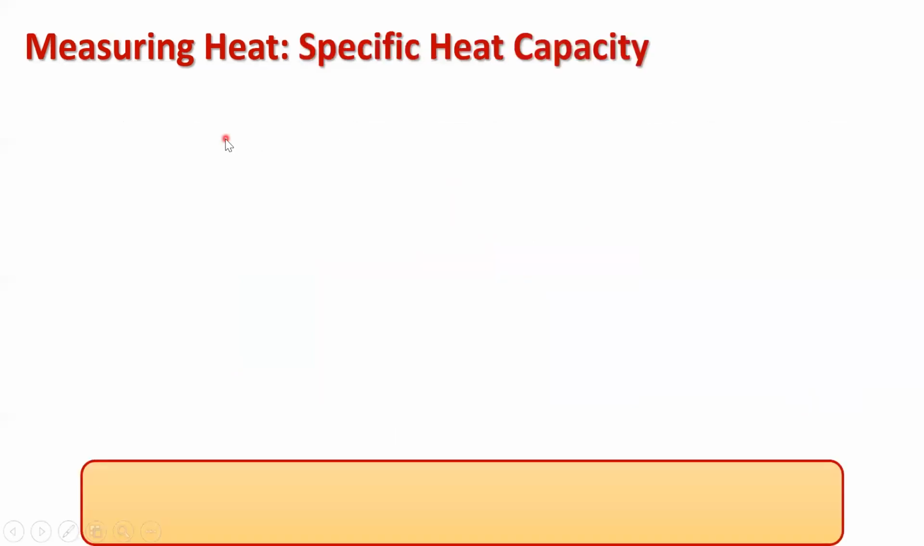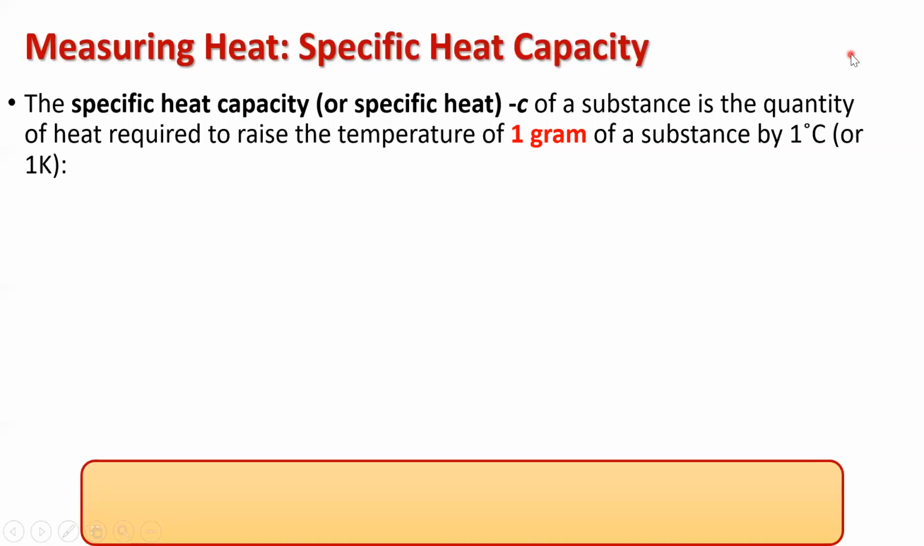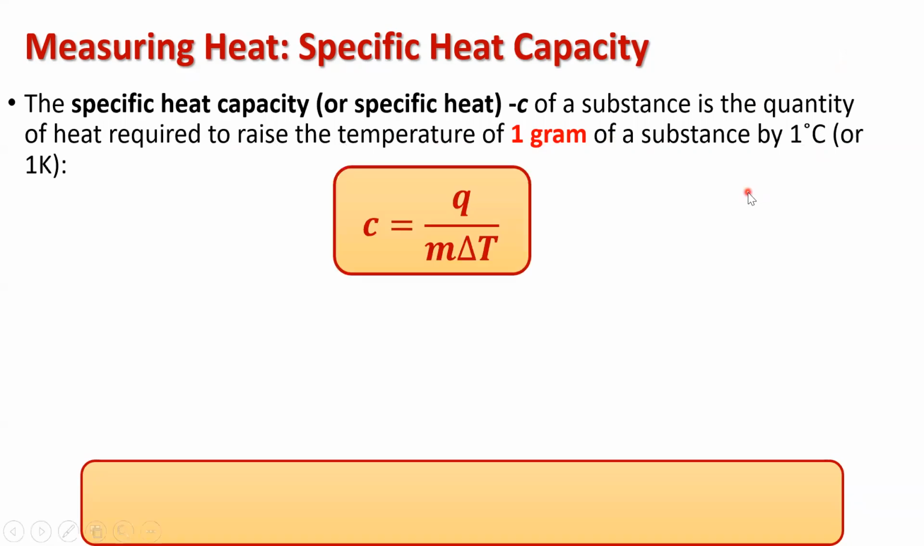So now let's look at what's called the specific heat capacity. It's a little bit different. When we look at the specific heat capacity, there are all different symbols that you might see for it. We're going to use a lowercase c. It is the quantity of heat, Q, required to raise the temperature of 1 gram of the substance by 1 degree Celsius or 1 Kelvin. So it's a little bit different because it depends on the amount of substance we have.